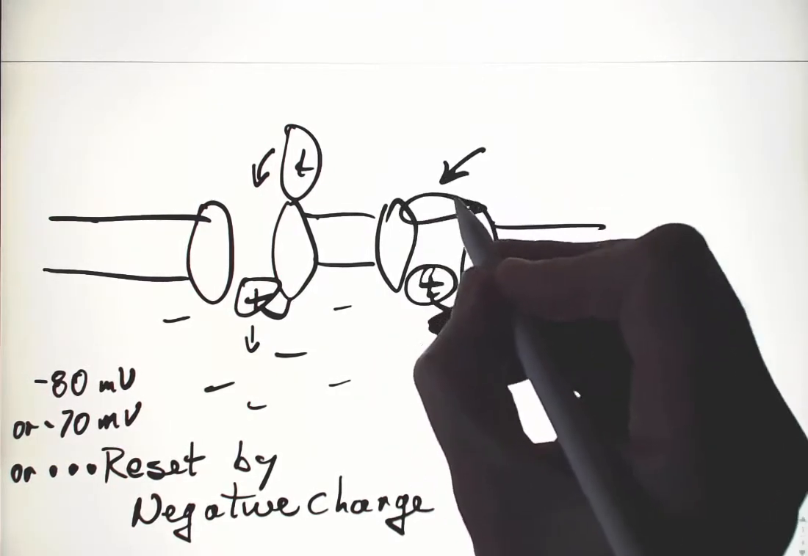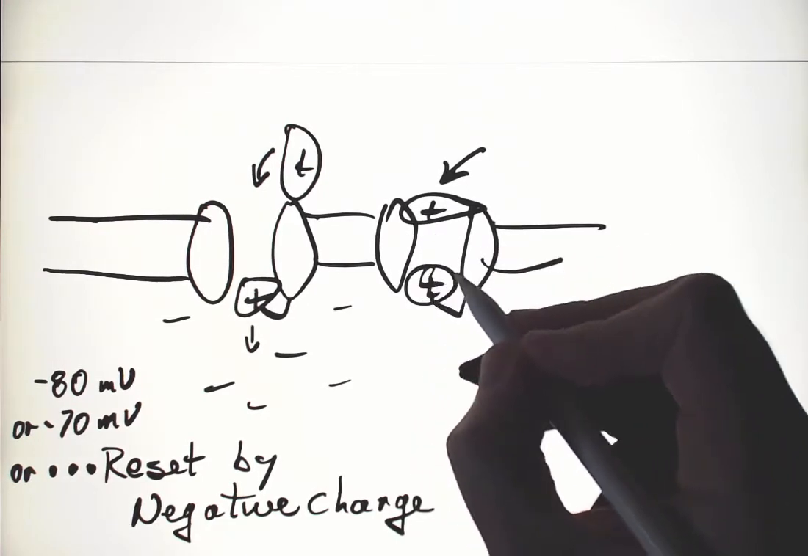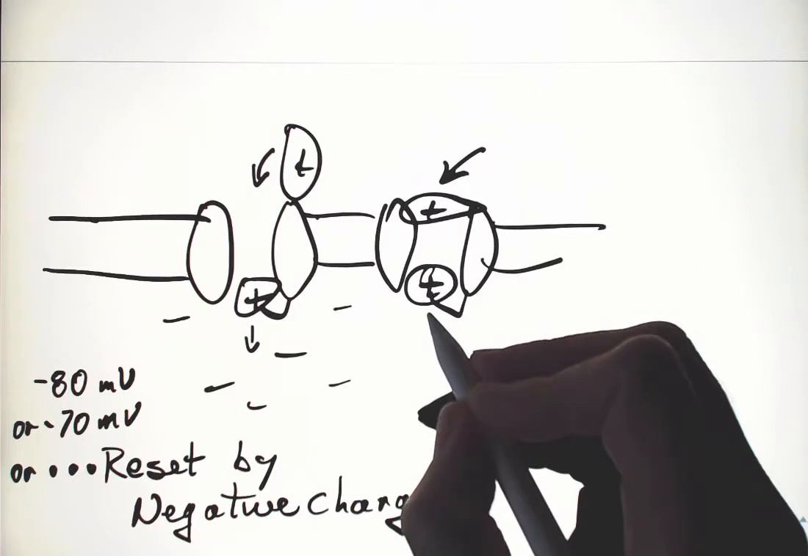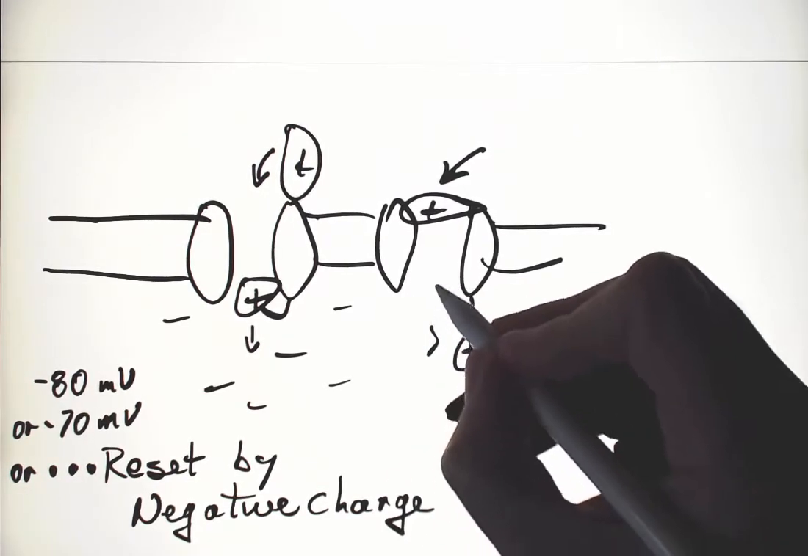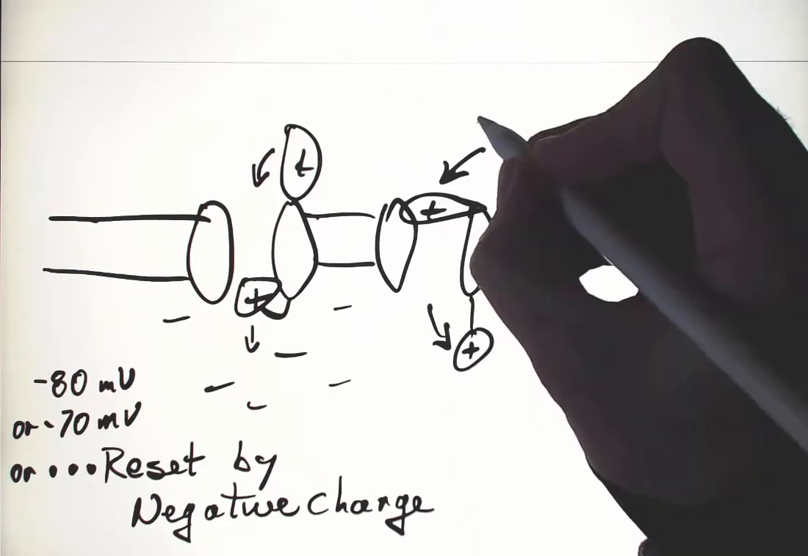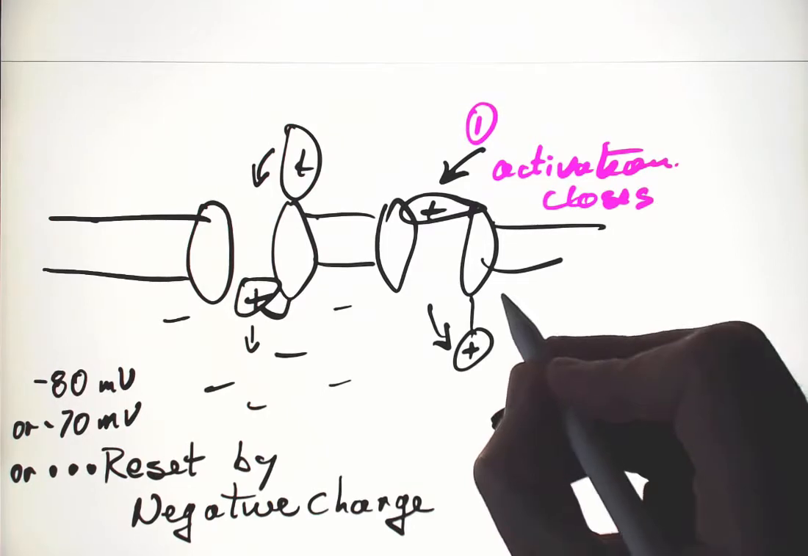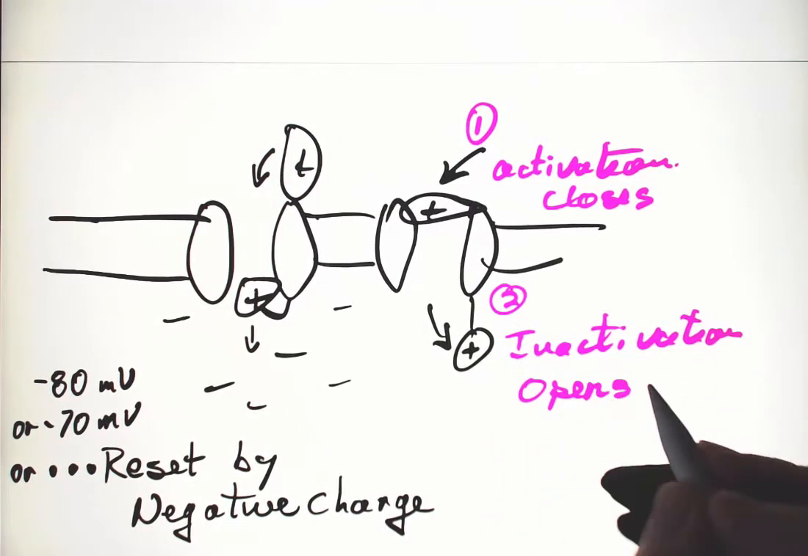The activation gate closes first. Once that's closed, it changes the shape of the protein a little bit, of the channel a little bit, so that the inactivation gate can reopen again. First is the activation gate closes, and second, inactivation gate reopens.